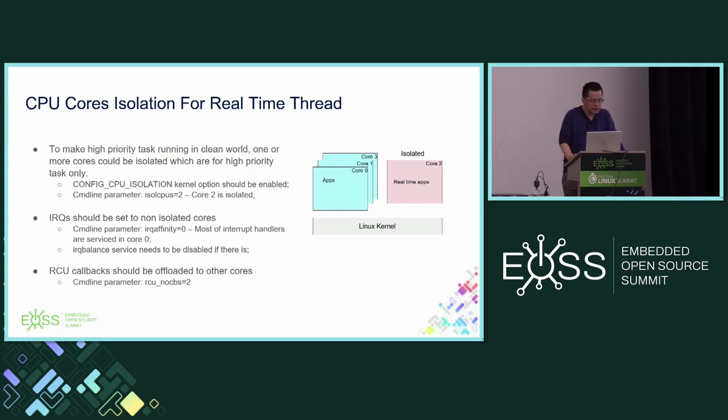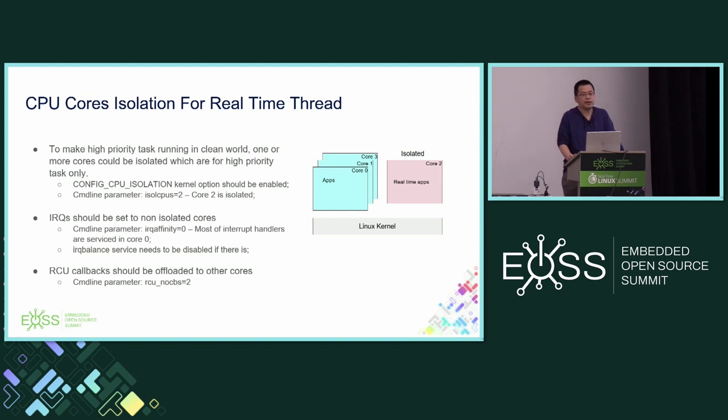The second option is IRQ affinity. Since the isolated core is a VIP, the IRQ should be migrated to other cores. This could be done in several ways, but the simple way is just to append this command line parameter, irqaffinity equal a CPU number. This CPU number should be a non-isolated CPU. This way, most interrupts could be migrated to this non-isolated CPU. Not all interrupts could be migrated, for example, IPI, local timer, and NMI. But most of the device interrupts will be migrated to the CPU we specified.